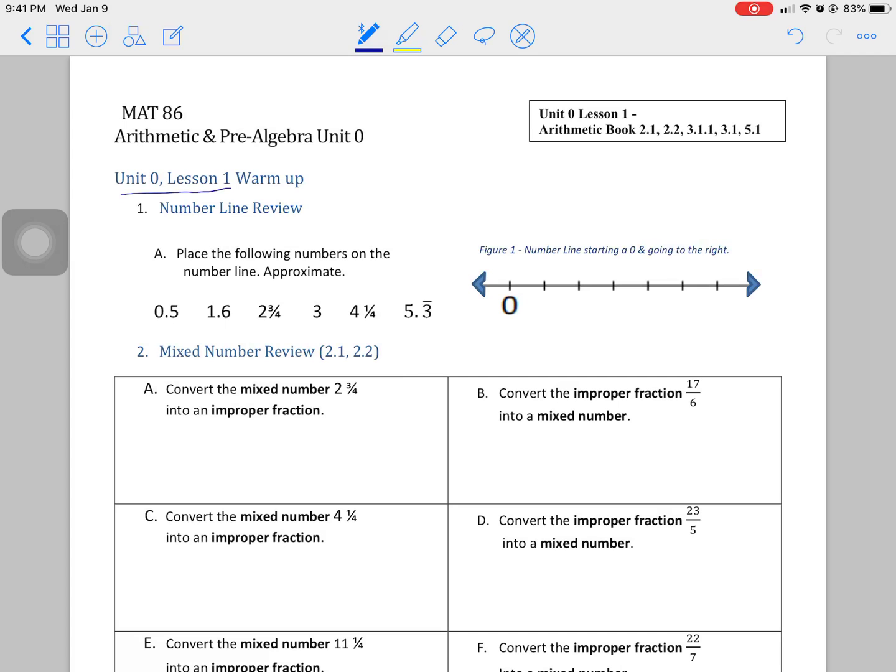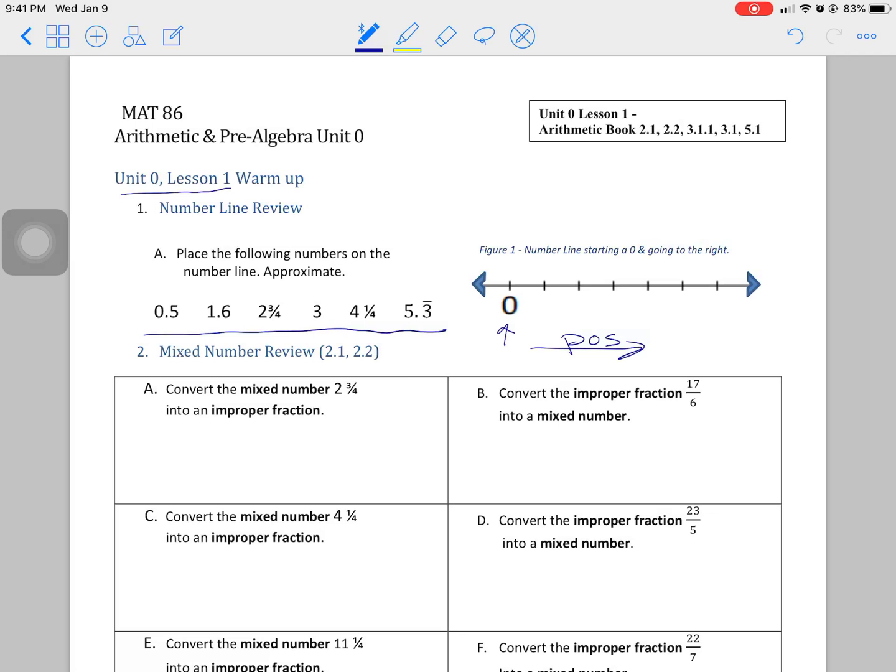So let's think about some different ways that you can write some numbers. So this is my number line, starts with 0, and going this way are all positive numbers. So these are all positive numbers, okay? Different ways you can write things. This is a decimal. I've got a couple of decimals here and a couple of mixed numbers. So there's a decimal that's 0.5.